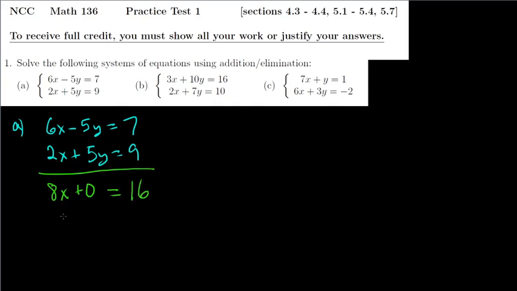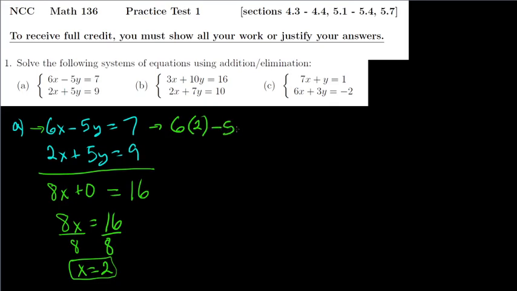Okay, so we've eliminated y. And now we solve for x. Just divide by 8. And we get x equals 2. Okay, so that's half the answer, right? We're not done yet. We still have to solve for y, right? And the easiest way to do that is replace x with 2. We can use either the top equation or the bottom equation. Let's try the top equation, right? So instead of 6 times x, it's 6 times 2 minus 5y equals 7.